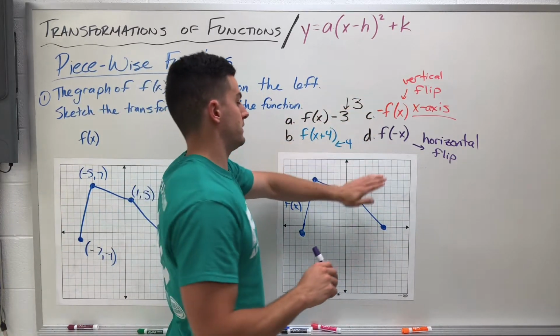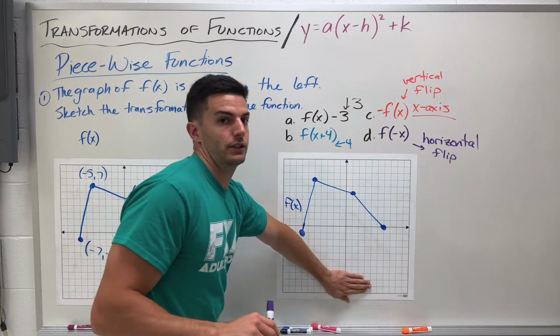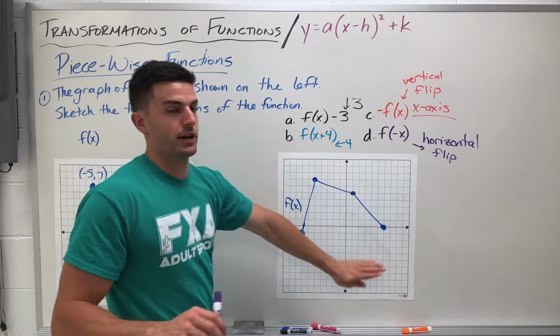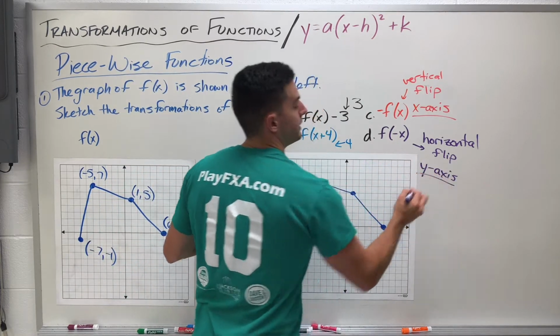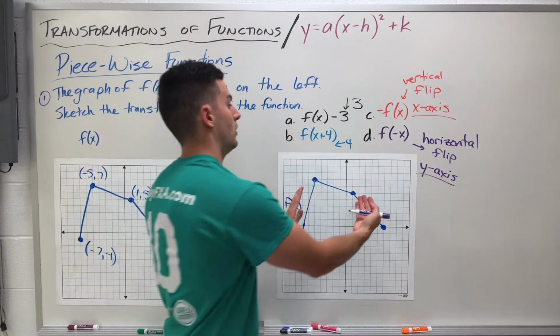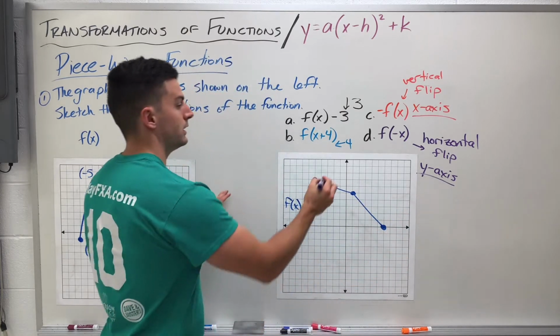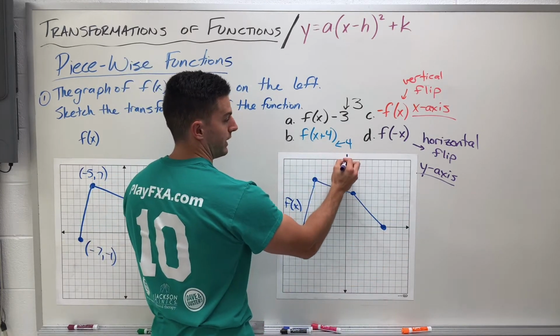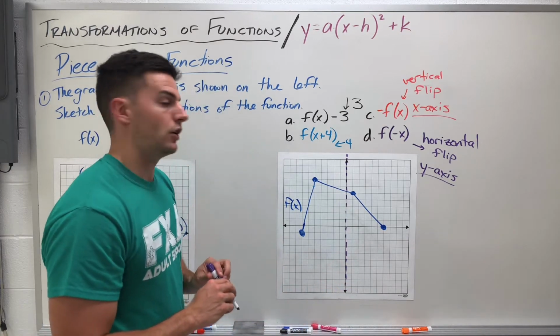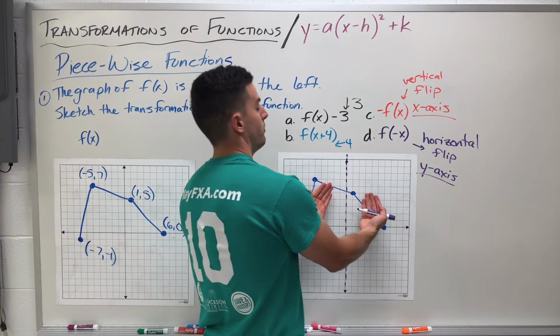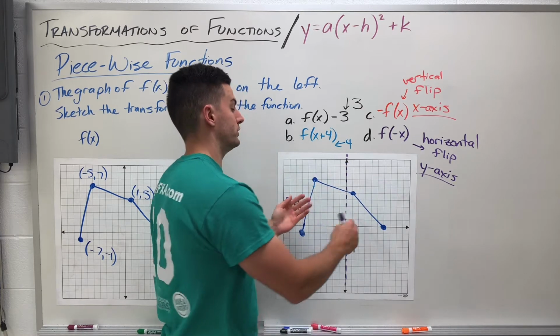Well, a vertical flip means I take it and I reflect it across the x-axis. I kind of turn it upside down. Whereas a horizontal flip means I take it and I reflect it across the y-axis, okay? So just the opposite, that y-axis is serving as my mirror almost. And I'm taking each point and flipping it horizontally, okay?